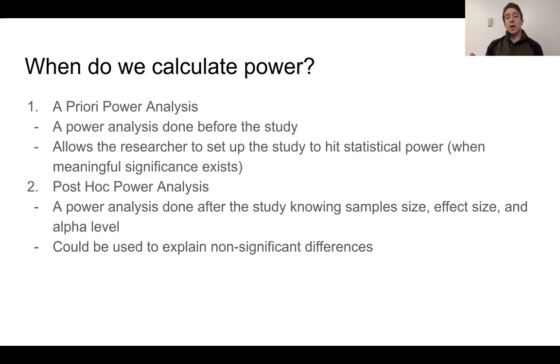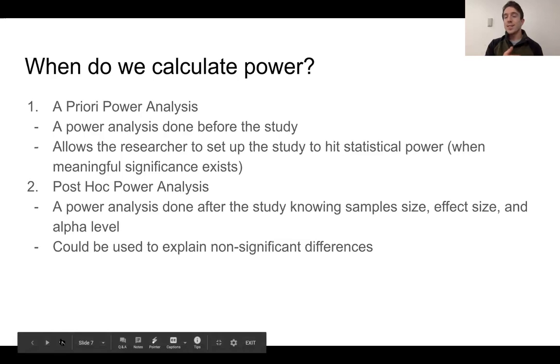And on the flip side of the coin, after the fact, the post hoc power analysis is done after the study, when we know the sample sizes, the effect sizes, and the alpha level. This could be used to explain non-significant differences. So basically, there's a difference in 2 data sets, but if our power wasn't very high, then we could say maybe this difference was not detected due to our small power, or the difference not existing.